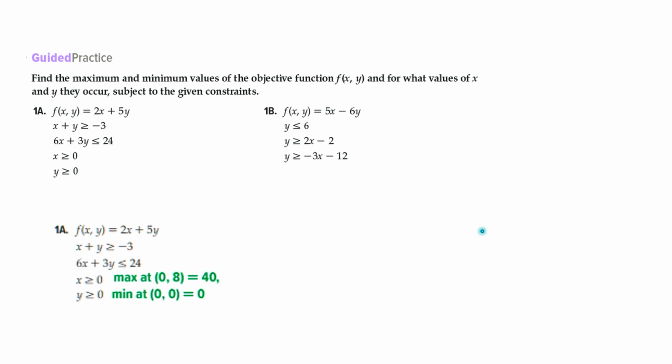For the first one, the maximum occurs at (0, 8) and the maximum value is 40, and the minimum occurs at (0, 0) and the minimum value is also 0. And here the maximum occurs at (-2, -6) and the maximum value is 26, while the minimum occurs at (-6, 6) and the minimum value is -66.